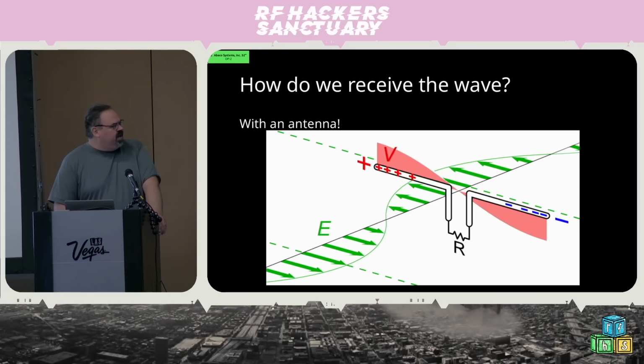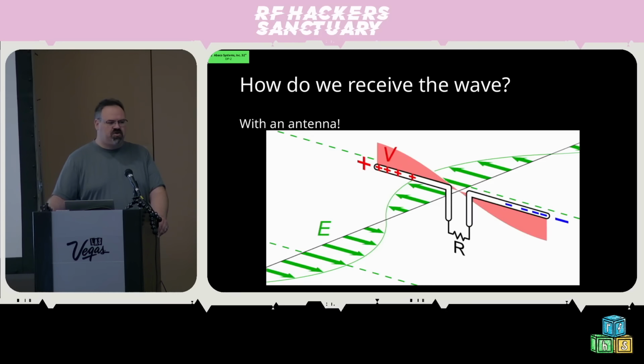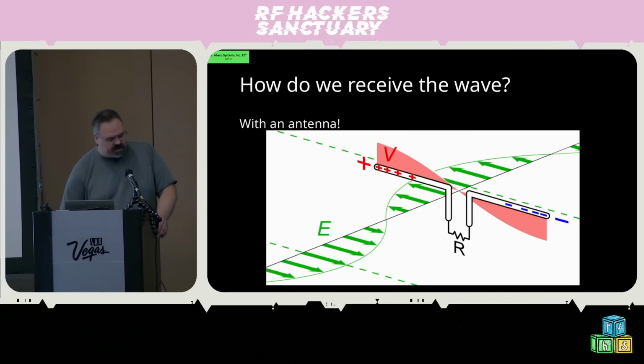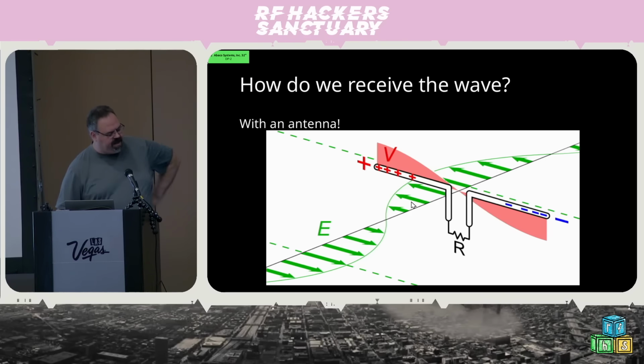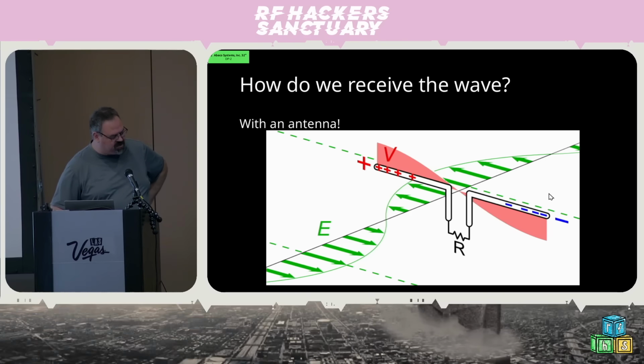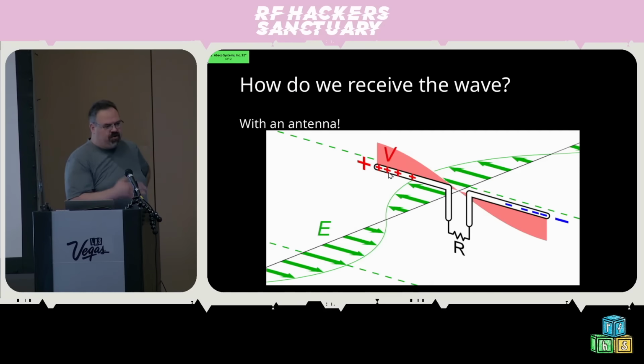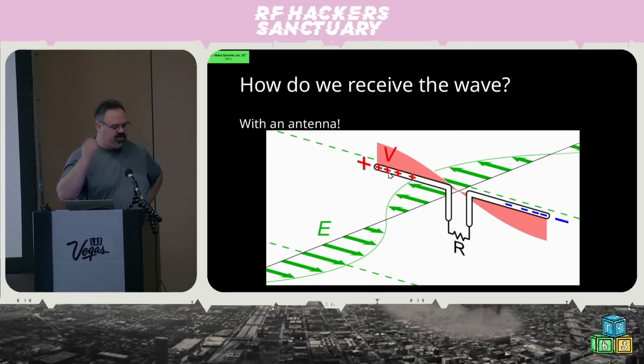So receiving the wave, we use an antenna. This is a dipole antenna, so called because it has two poles. As the signal propagates through, it basically resonates these elements of the dipole and produces a wiggling charge on those, which you detect, and that's what you receive with your radio signal.